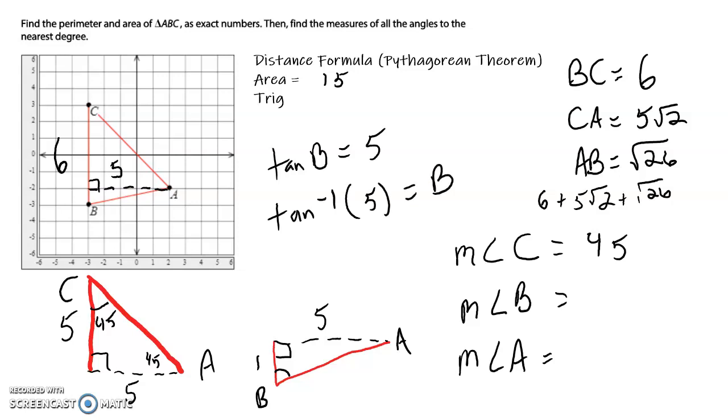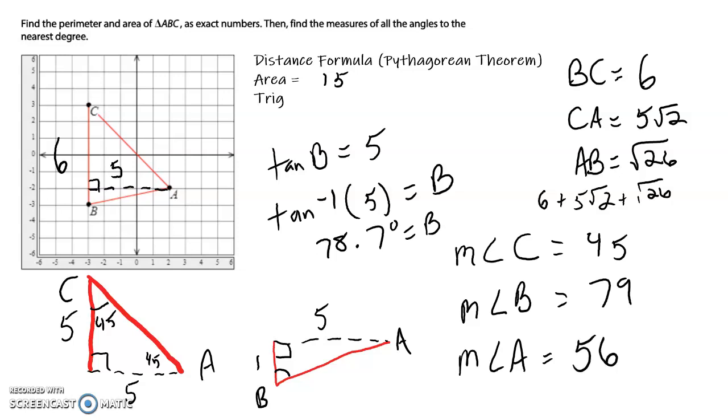And I'm sorry that I'm kind of writing all over the place here. So thank you for trying to keep up. And the inverse tangent of 5 is 78.7 degrees. But we want to round it to the nearest degree, which ends up being 79. Now I can add these two up and subtract from 180. So 180 minus 45 minus 79, that will give you 56.